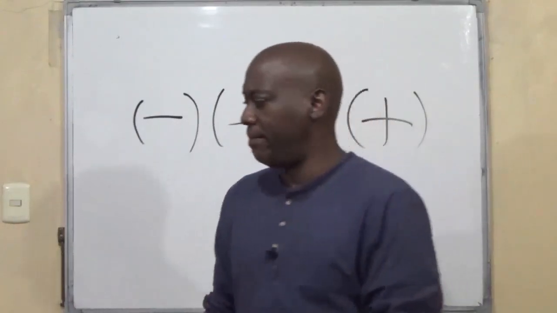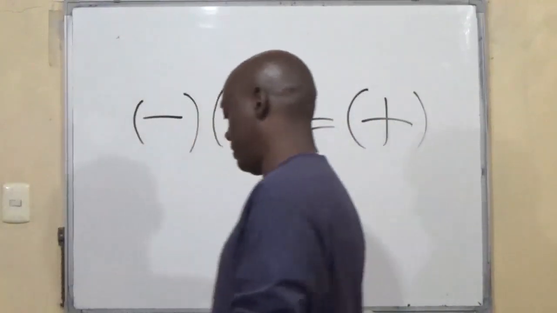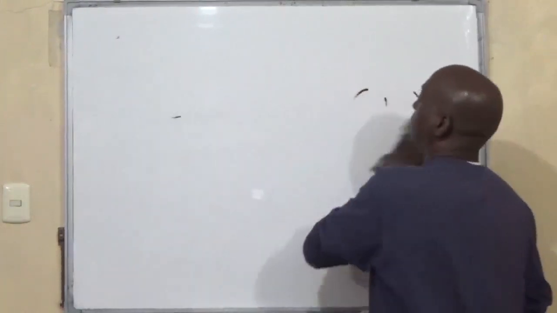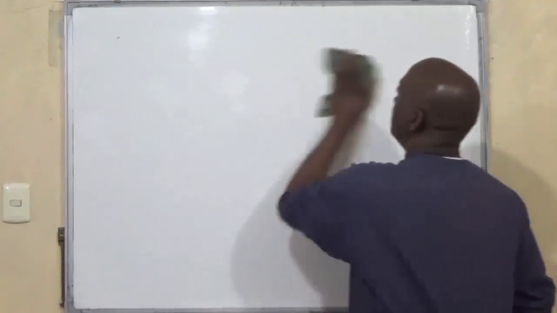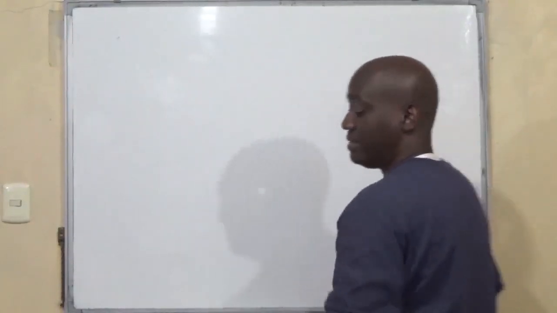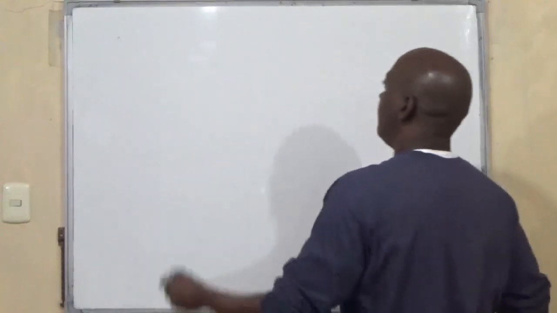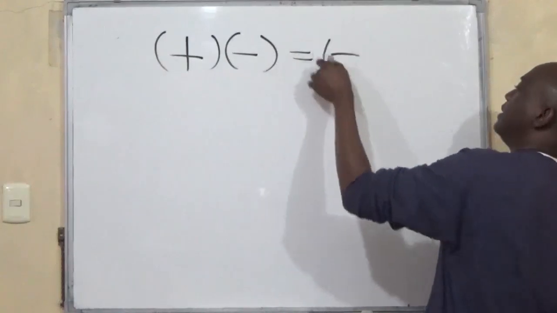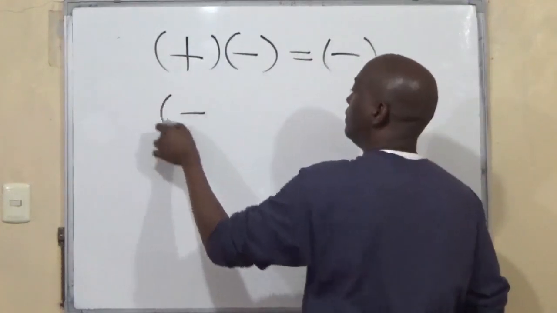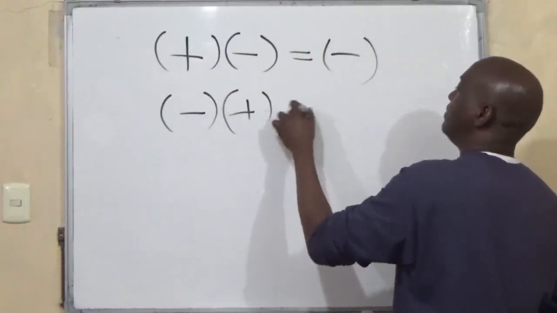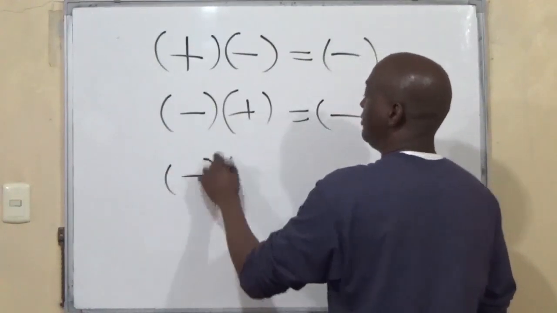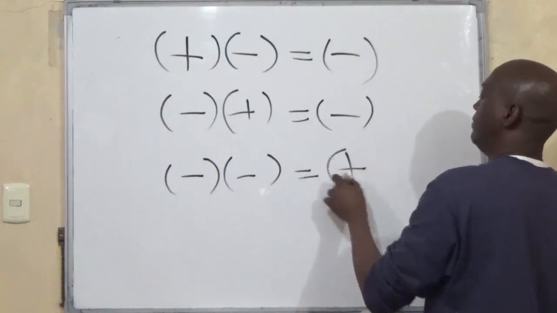So to briefly recap, again we're going to clear the board and write down all the three rules. The three rules that we need to remember where multiplication of negative numbers is concerned. 1. A positive by a negative is equal to a negative. 2. A negative by a positive is also equal to a negative. 3. A negative by a negative is equal to a positive.